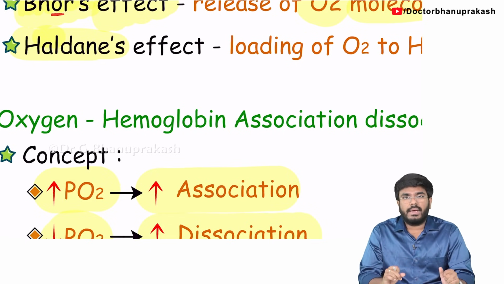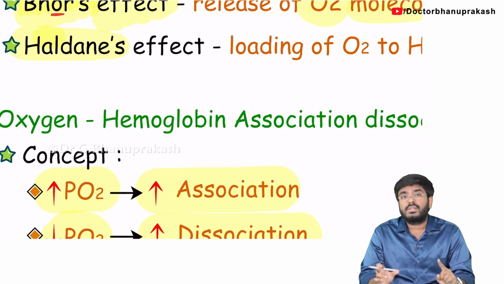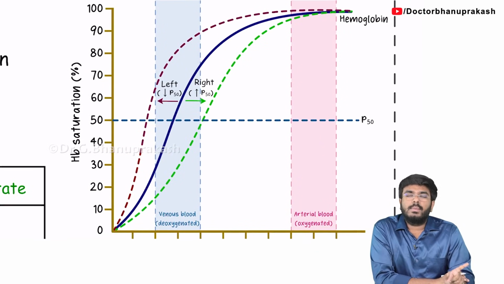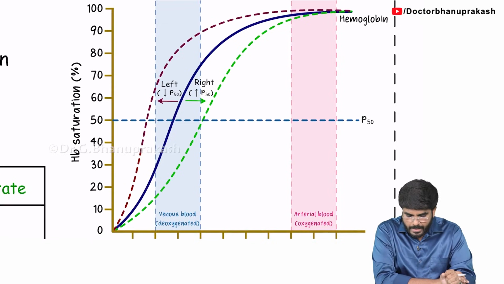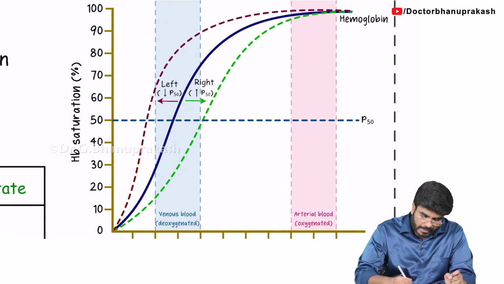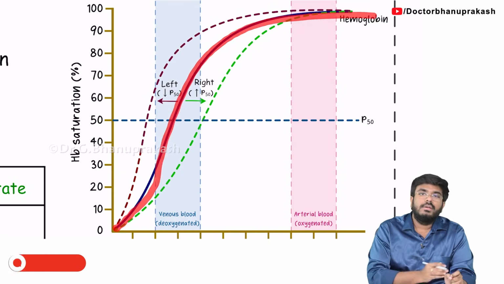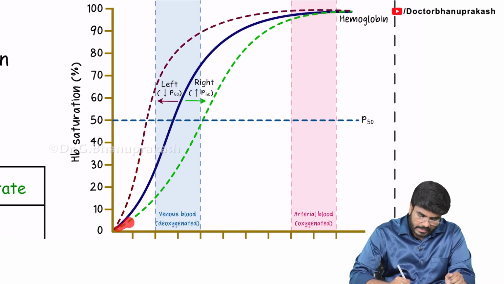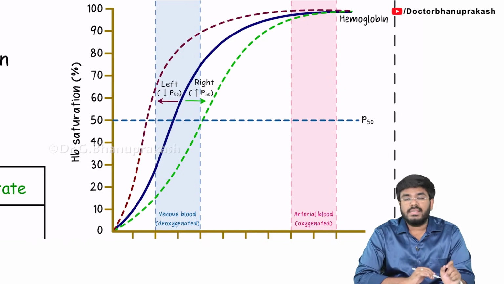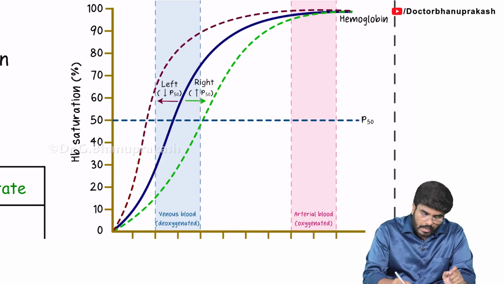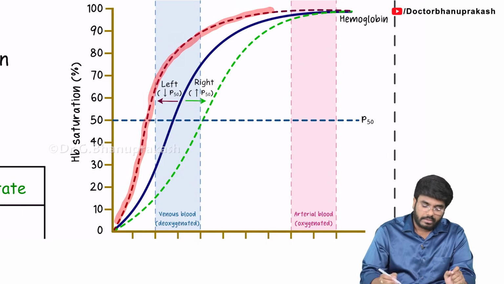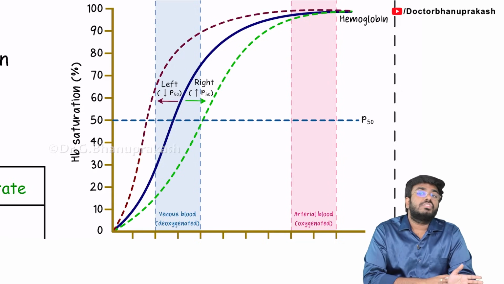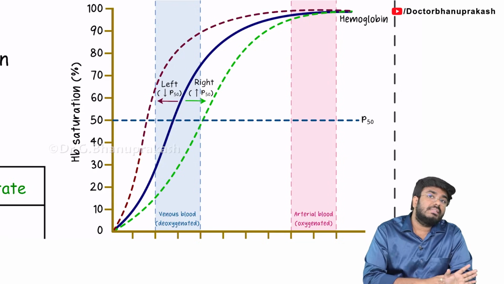So with this concept in mind, let's discuss the oxygen hemoglobin association dissociation curves. Here what you are seeing is the oxygen hemoglobin association and dissociation curves, guys. Three curves are there. The curve which I am highlighting in the center, in the red color, that's normal, the normal oxygen hemoglobin curve. This green dotted line is a right shifted curve, and on the opposite side, this curve which I am highlighting right now is a left shifted curve, which means sometimes the oxygen hemoglobin curves will shift towards the right side, sometimes towards the left side.